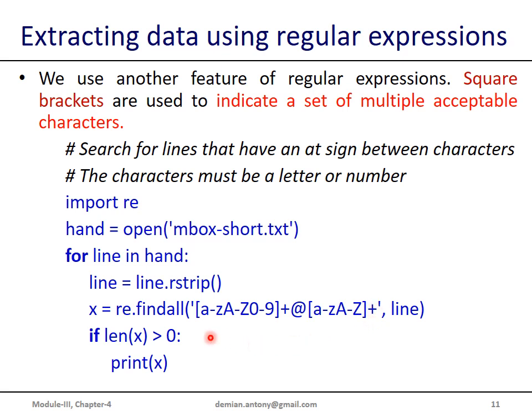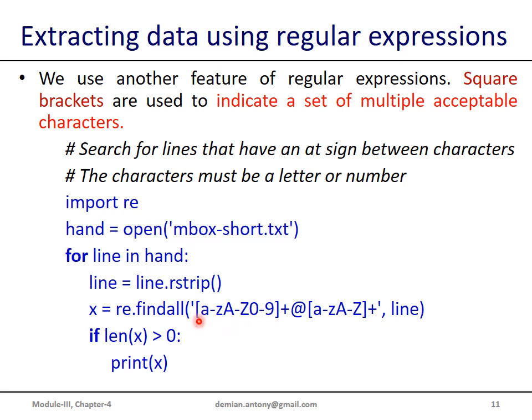And what are the acceptable characters? As I said, we consider letters, lowercase, uppercase, and the digits. So we have a set of characters. So how to represent the set of characters? We have to use the square brackets. You can see we have put here square bracket a to z, then capital A to Z, hyphen refers to the range, the lower range and upper range, and 0 to 9.